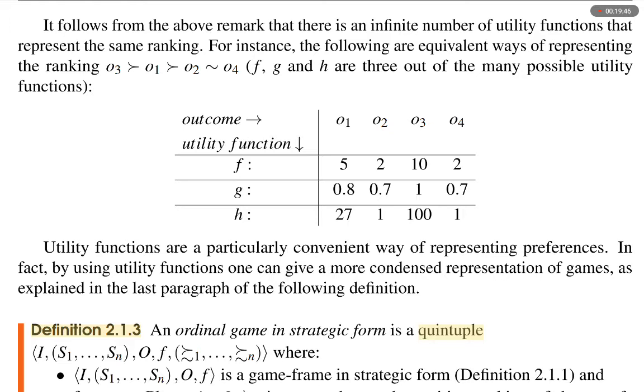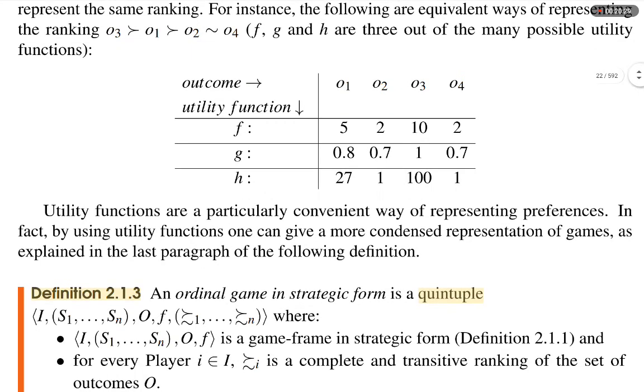So for utility function F, F of O1 is 5, F of O2 is 2, F of O3 is 10, and F of O4 is 2. For utility function G, G of O1 is 0.8, G of O2 is 0.7, G of O3 is 1, G of O4 is 0.7. For utility function H, H of O1 is 27, H of O2 is 1, H of O3 is 100, H of O4 is 1.